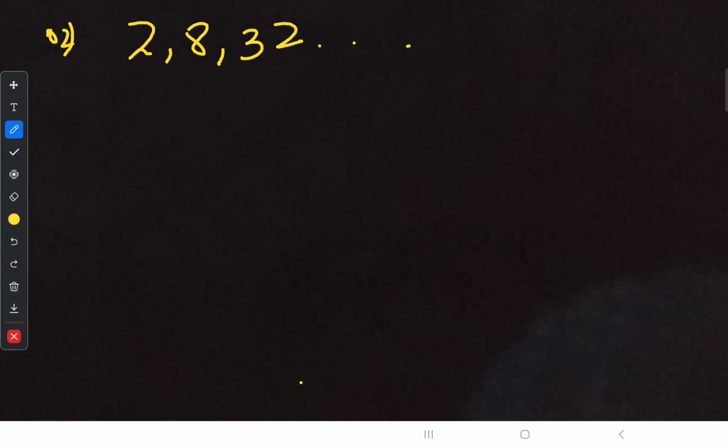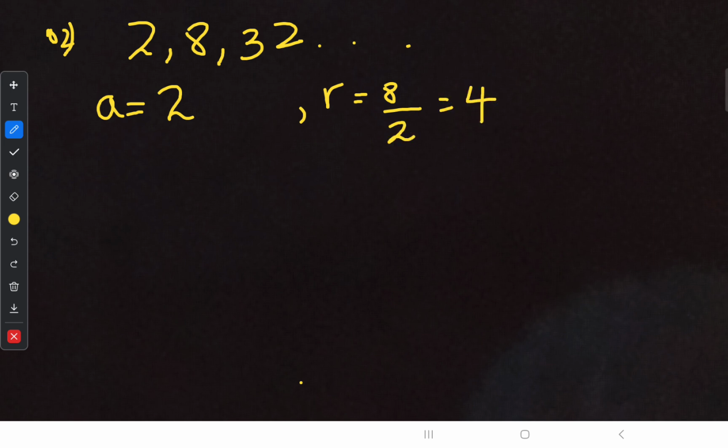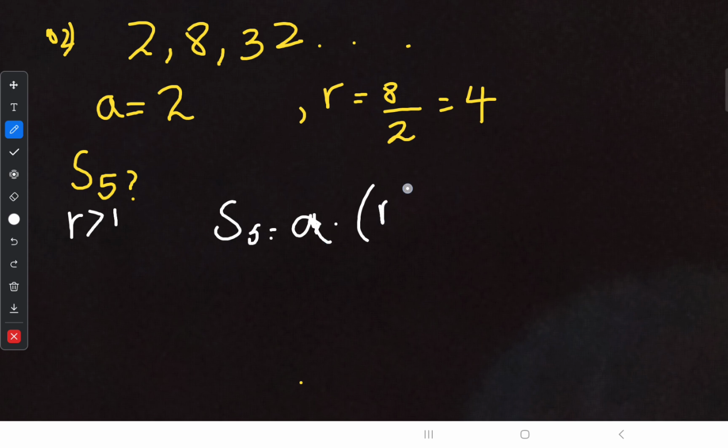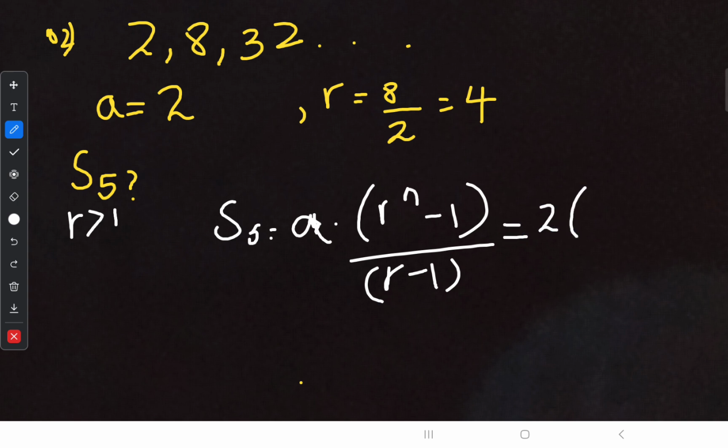Here, the first term is given directly, and the common ratio is 8 divided by 2, which is 4. We have to find the sum of 5 terms, S5. Here R is greater than 1, so we use A into R to the power of n minus 1 upon R minus 1. Our A is 2, R is 4, 4 to the power of 5 minus 1 upon 4 minus 1.